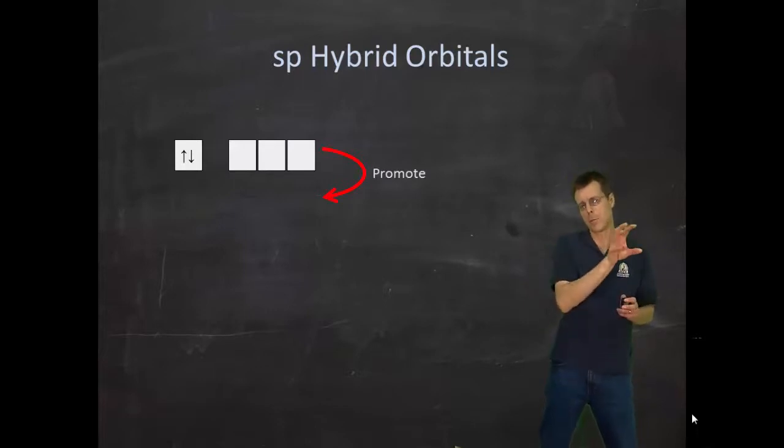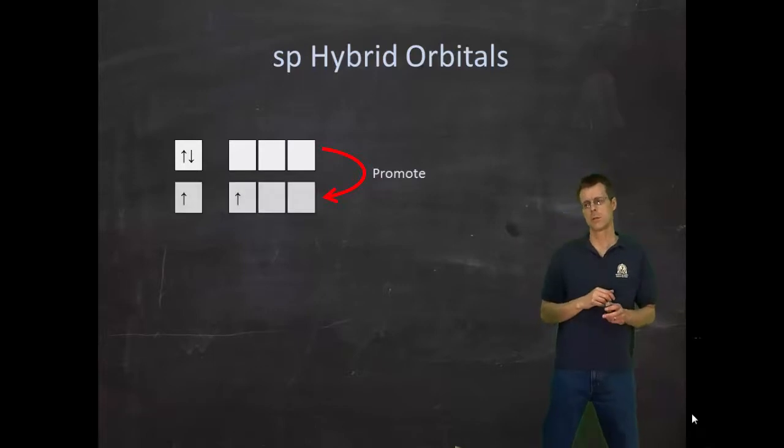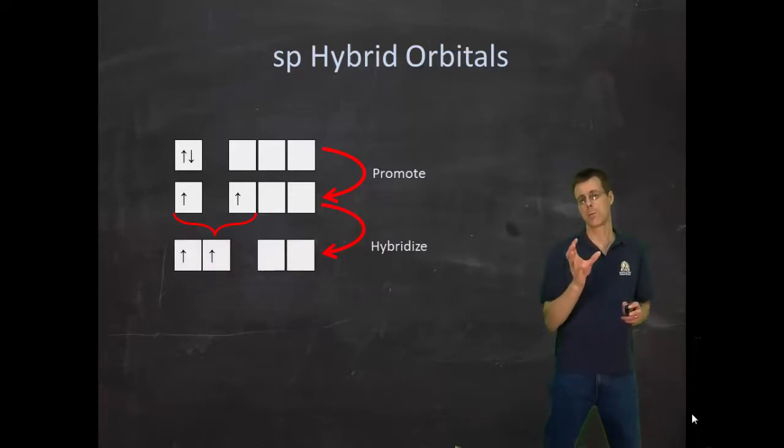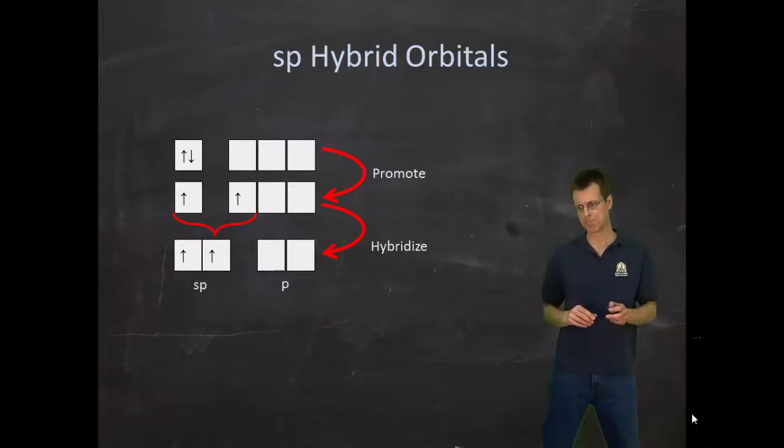I'm going to move it from that pair up into an empty orbital so that I have 2 singles. Now that works for bonding, so I can pair with both electrons. However, that's not a hybrid. The hybridization comes when I mix those 2 orbitals, combine them somehow, and I end up with a brand new kind of orbital, which has been cleverly called an sp orbital. And that leaves me with a couple of p orbitals that I'm not using at all.